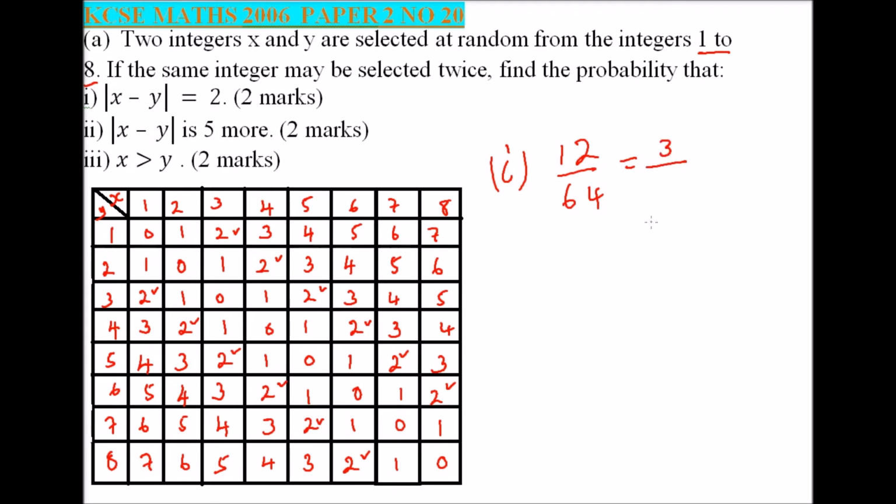Divide by 4. 64 divided by 4, you get 16. So that is Roman number 1. We come to Roman number 2.